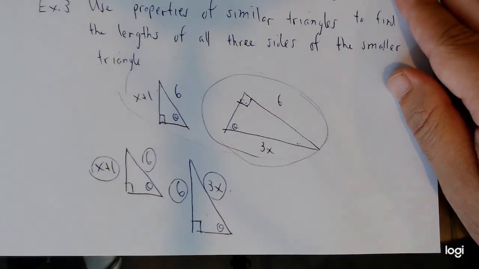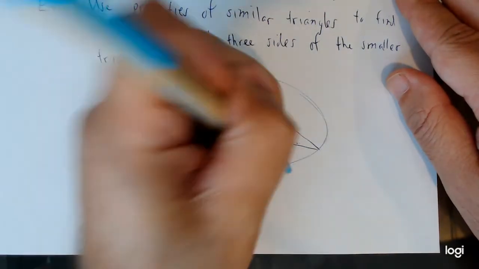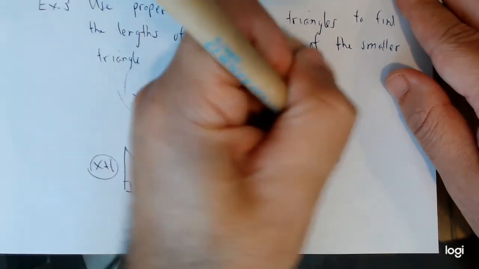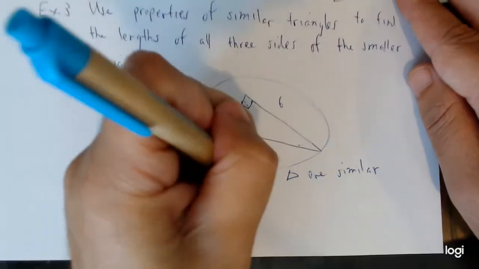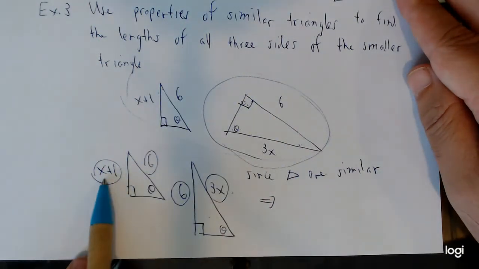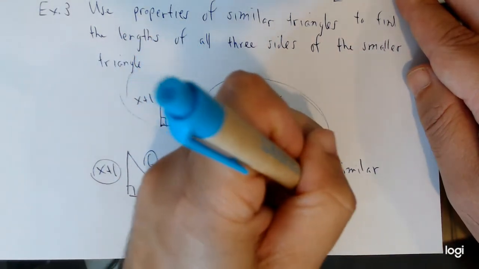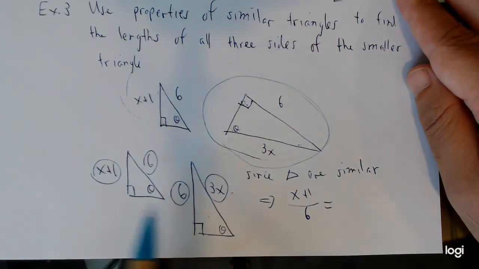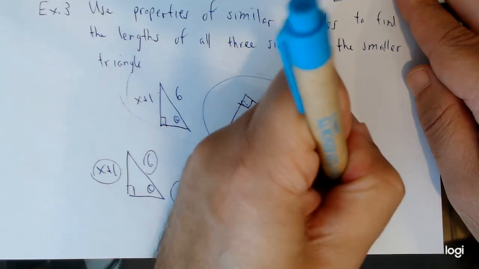Since the triangles are similar, this implies, what do I know? x plus 1 divided by 6 should be the same thing as what? This divided by that should be the same as 6 divided by 3x. 6 over 3x.